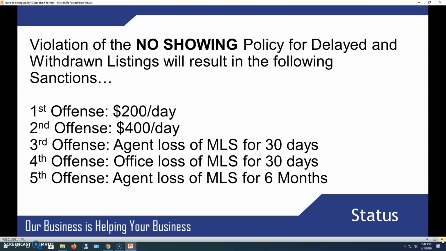So in that example, it would be a $2,000 sanction. If an agent does it a second time in a 2-year period, the sanction does double to $400 per day. So in that example, it would be a $4,000 sanction. If an agent does it a third time in a 2-year period, they lose MLS access for 30 days. If they do it a fourth time in a 2-year period, the whole office gets shut off for 30 days.